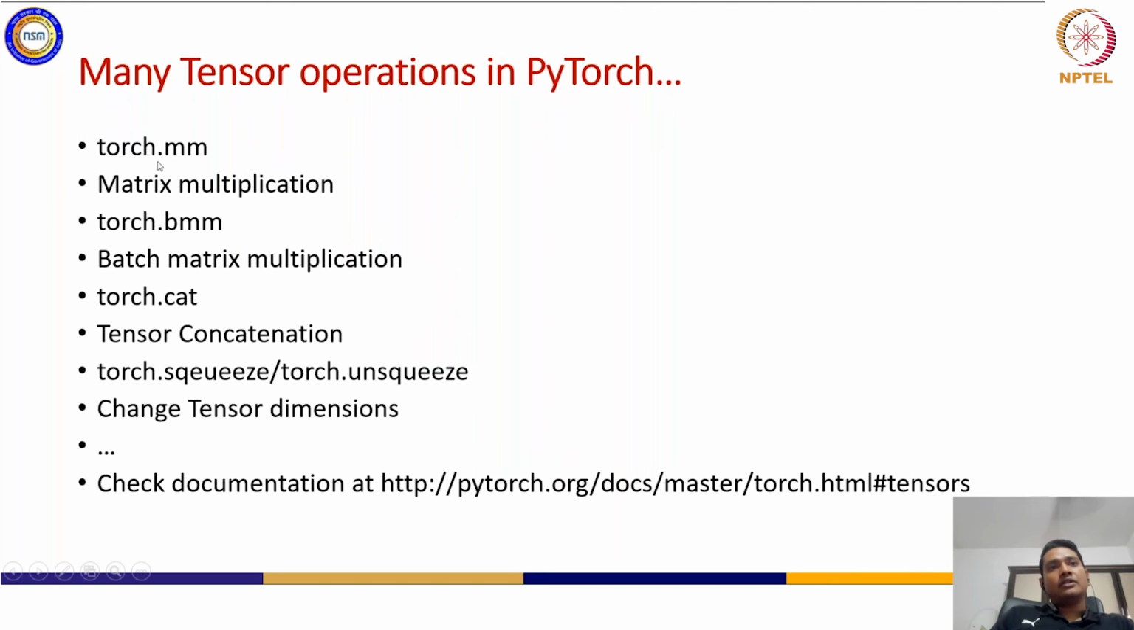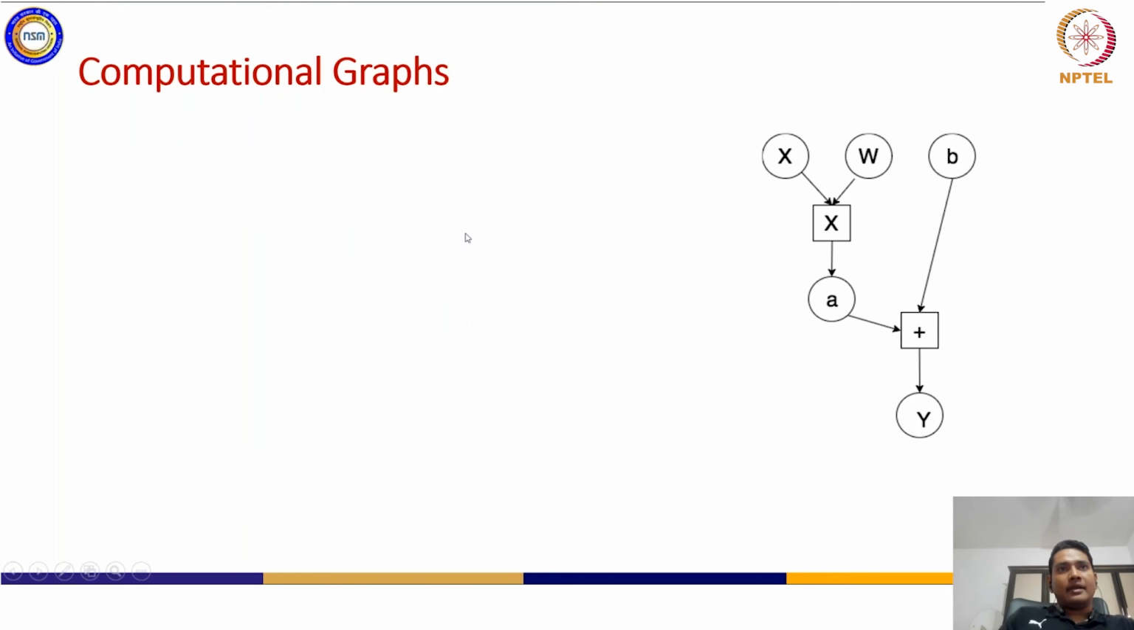For the definition of each of these functions, you can go to the pytorch.org docs, master, torch.html, tensors. Here you can get the definition of each function or operation that you can apply on tensors, and their descriptions and usage with examples.